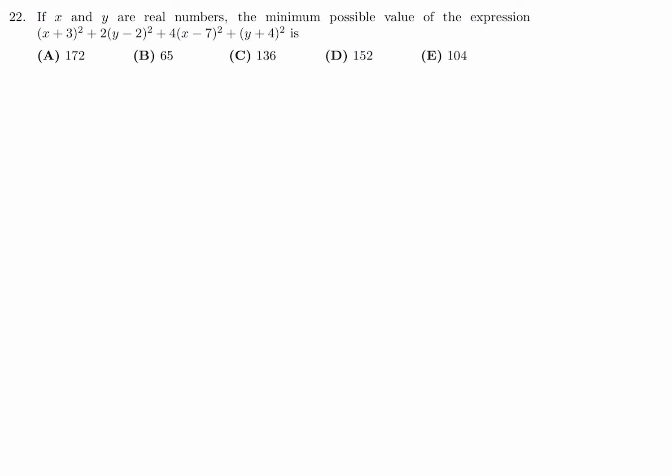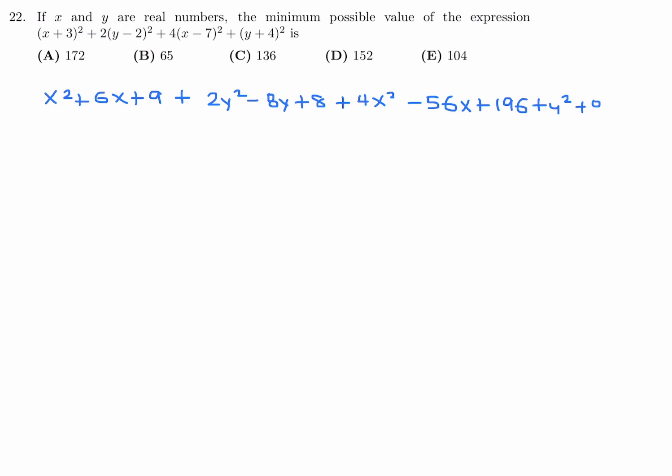If x and y are real numbers, the minimum possible value of the expression is, well, the first thing I'd like to do is expand it. And when I do, I get x squared plus 6x plus 9 plus 2y squared minus 8y plus 8 plus 4x squared minus 56x plus 196 plus y squared plus 8y plus 16.